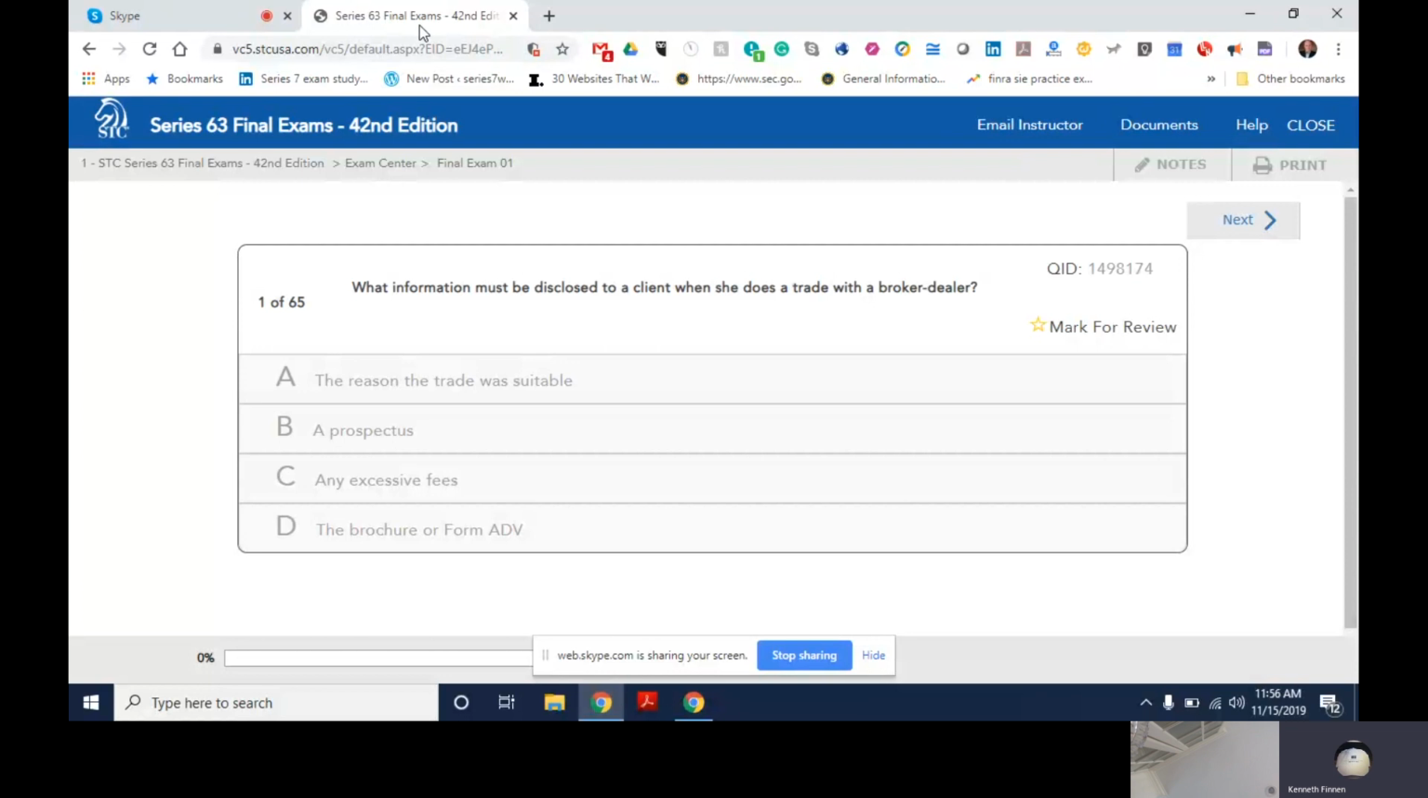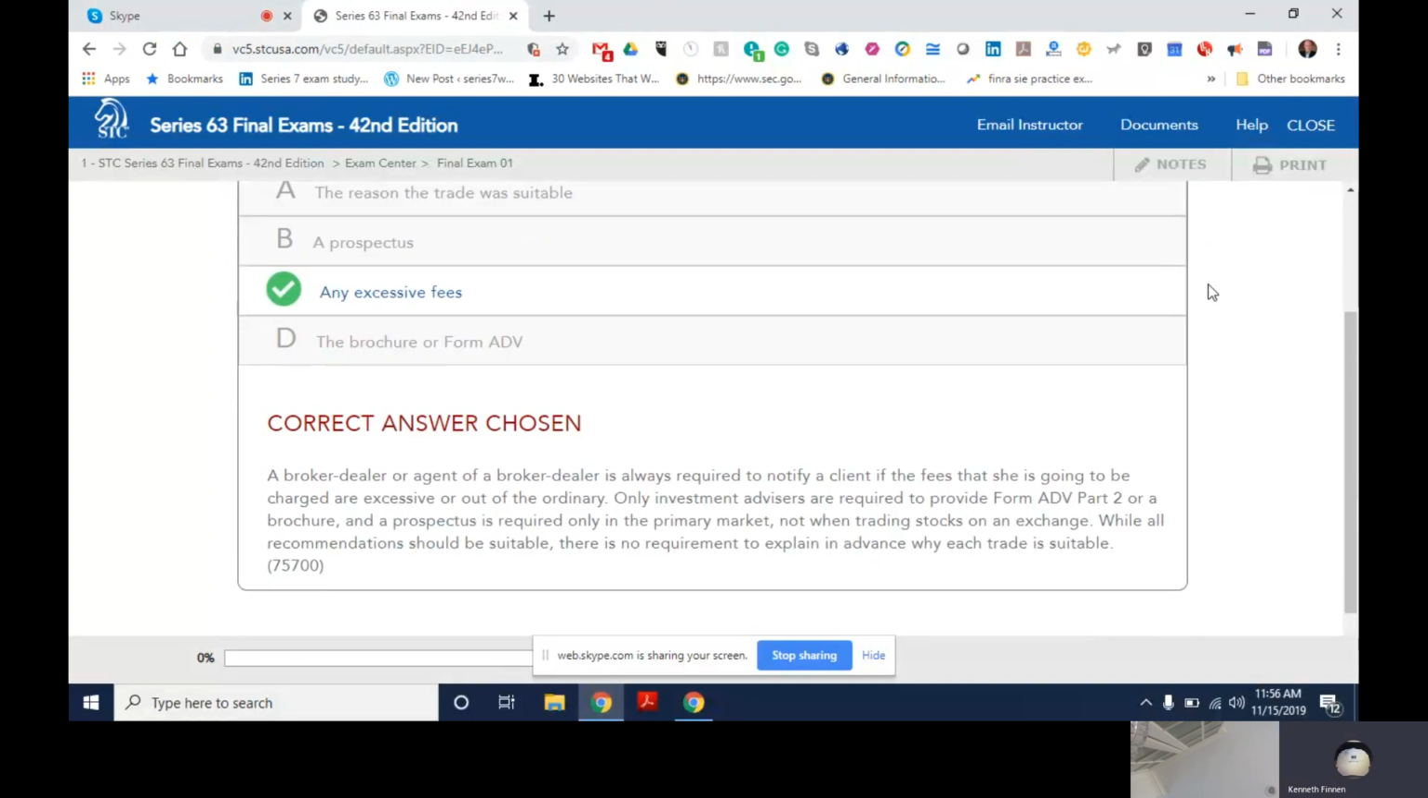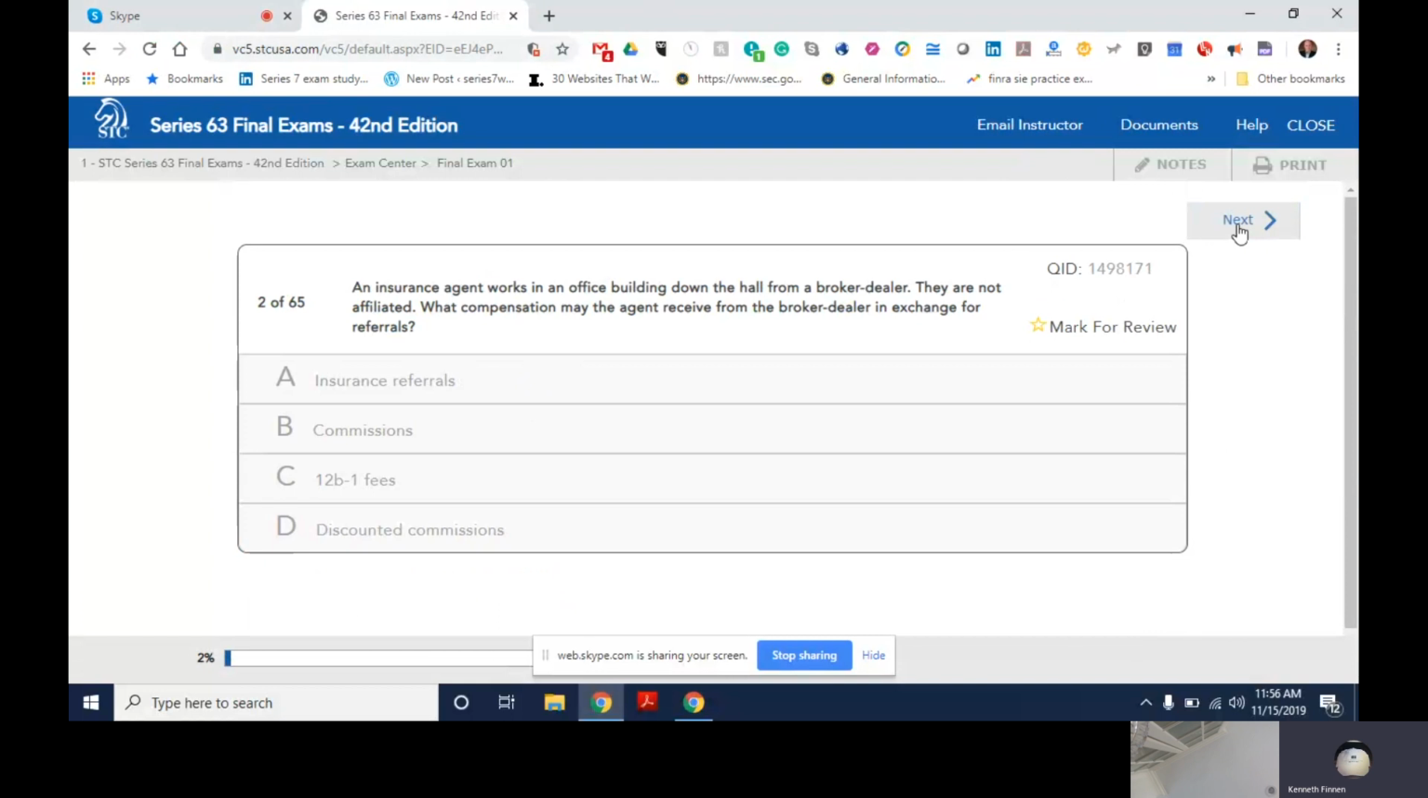Okay, so first of all, broker-dealer, you don't need the brochure or ADV. That's for advisors. Prospectus, only when it's a new issue. You don't have to give them the reason the trade was suitable. So I would say any excessive fees or commissions, you have to give them. And where is that? Look at that, and we're right. Good. Let's move on to the next one.